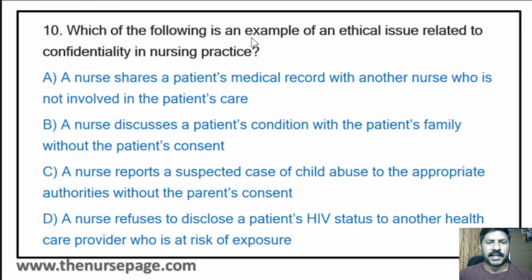10th question. Which of the following is an example of an ethical issue related to confidentiality in nursing practice? A nurse shares a patient's medical record with another nurse who is not involved in the patient care. A nurse discusses his patient's condition with the patient's family without the patient's consent. A nurse reports a suspected case of child abuse to the appropriate authority without the patient's consent. A nurse refuses to disclose a patient's HIV status to another healthcare provider who is at risk of exposure. Here, the correct answer is option D. That is an example of an ethical issue related to confidentiality in nursing practice.